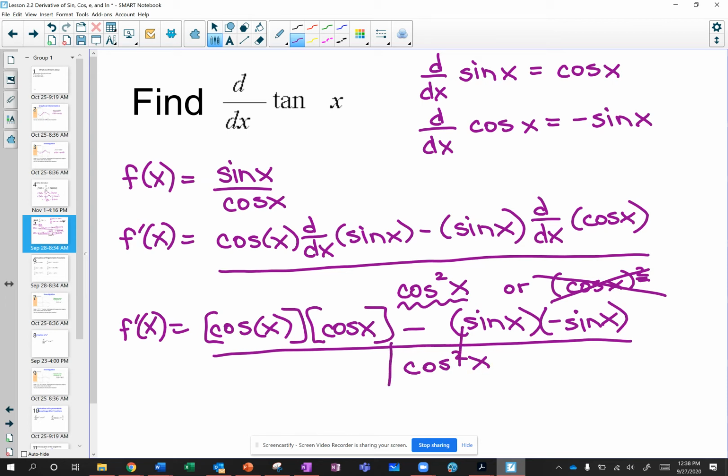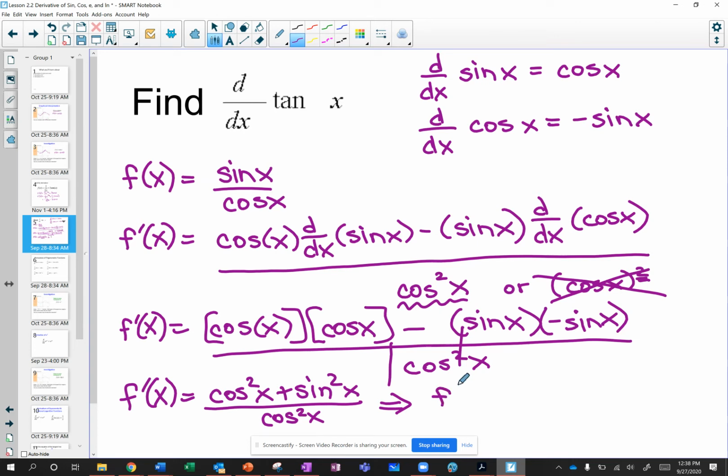Okay. This is not a flexible whiteboard. This is a smart board. I'm not going to be able to move this up, so I'm going to have to squish this in, folks. So I have cosine squared of x plus sine squared of x all over cosine squared of x. Well, does that numerator look familiar to you? Does that look like one of the properties you've learned in a previous course of your trig functions? Right, it's the Pythagorean identity. And so we know that cosine squared x plus sine squared x is 1. So I get 1 over cosine squared of x.